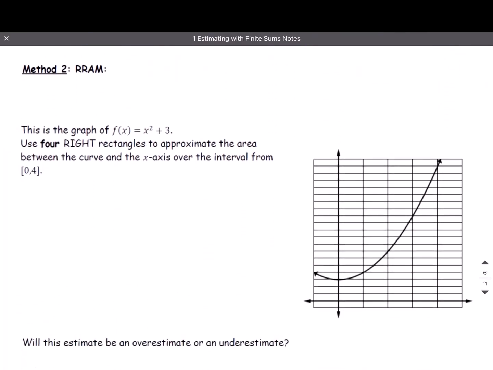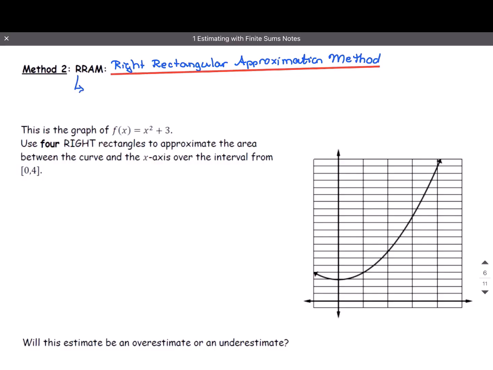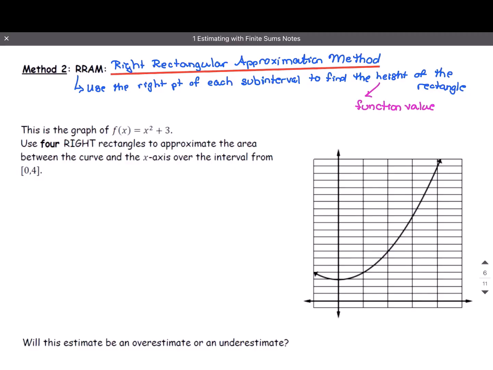The next method is an RRAM. That's a right rectangular approximation method. And for the RRAM, we're going to use the right point of each subinterval to find the height of the rectangle. And again, the height is the function value. So again, we're using the same function x squared plus 3, and we want 4 rectangles. So we're going to use n equals 4. So again, we're going to go from 0 to 1, 1 to 2, 2 to 3, 3 to 4. And we're going to do an RRAM sub 4 because we have 4 rectangles.